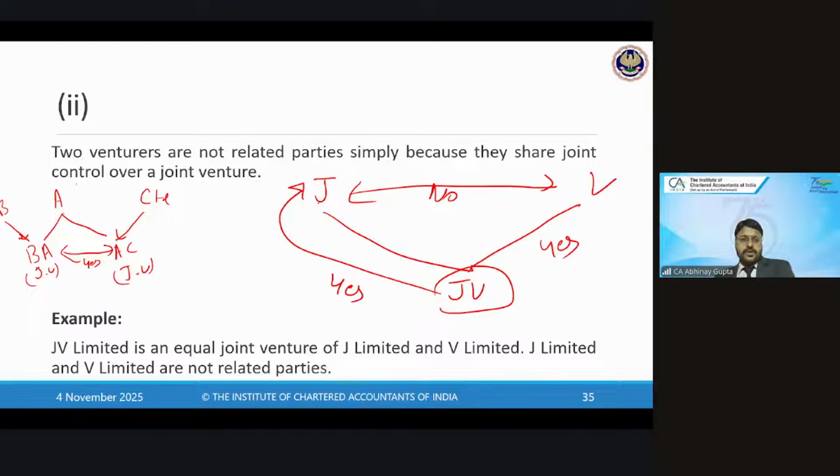Yes. Why? Because this is the clause which we have specifically covered: if there is a person who is a common joint venturer in the JVs, then those JVs are related to each other. But what we are studying here is that two venturers are not related because they share the common joint venture. So J is having a JV with V. V and JV are related, J and JV are related, but J and V are not related. In this case as well, A and C are not related, and B and A are not related. Clear? Yes, sir.